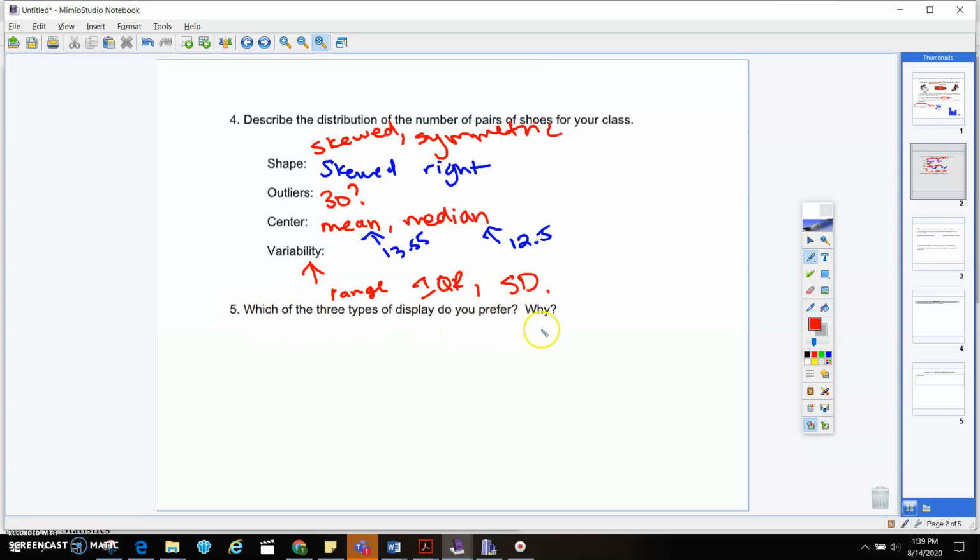Which of these 3 types of display do you prefer and why? I personally like either the dot plot or histogram, but that's just because I've been using it a lot more. But you're going to list off the advantages and disadvantages of each different type of display. So for instance, an advantage of a dot plot is it's easy to read because every dot represents one person. But one disadvantage is when you have to do calculations. It takes a little bit longer to see all of that.